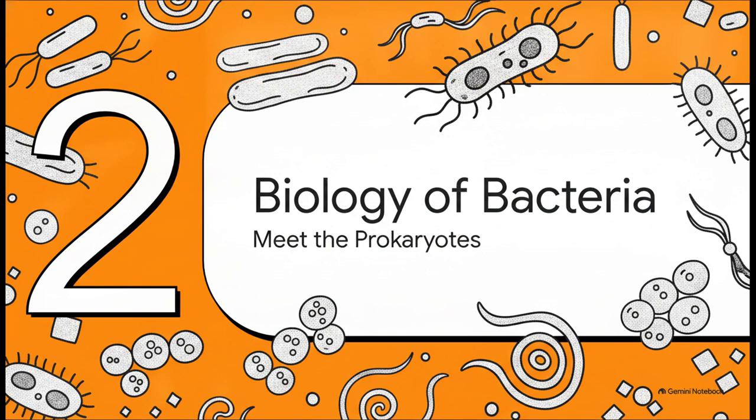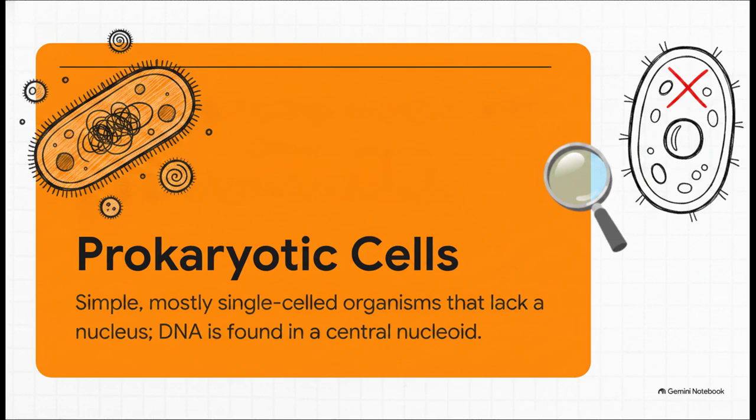Meet the prokaryotes. Right, so the absolute crucial point here is understanding what makes a cell prokaryotic. These are simple, mostly single-celled organisms, and their biggest defining feature, they totally lack a membrane-bound nucleus. So instead of their DNA being neatly packaged away in a nucleus, their chromosomal DNA just kind of hangs out in a central region we call the nucleoid. Also, keep in mind, they're typically much, much smaller than the eukaryotic cells that make up plants and animals.